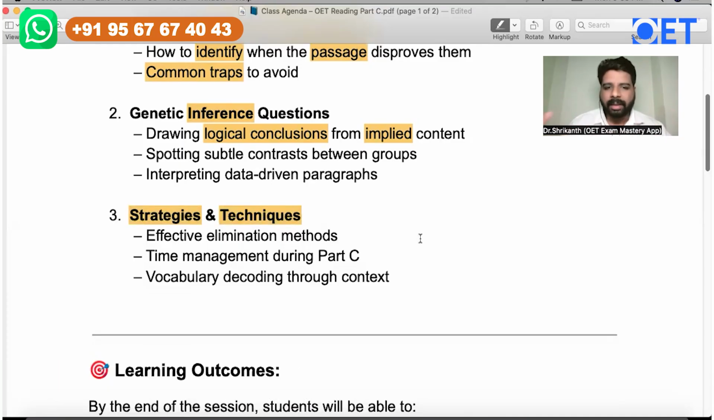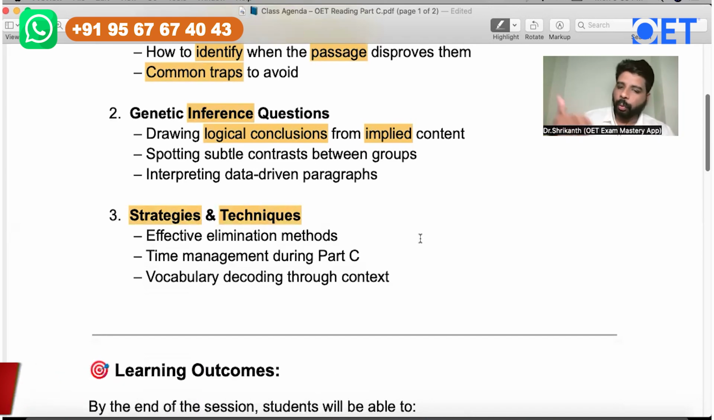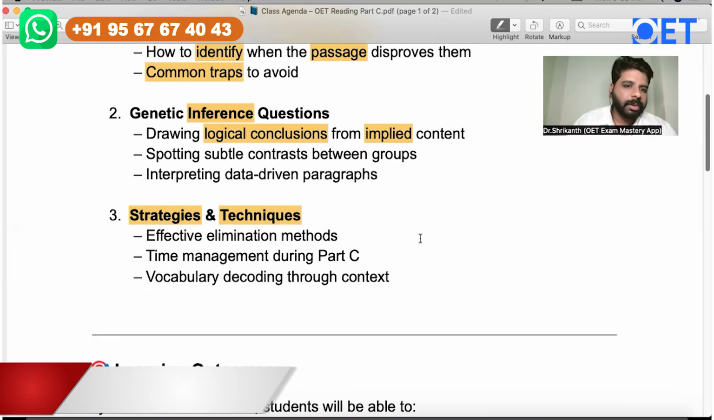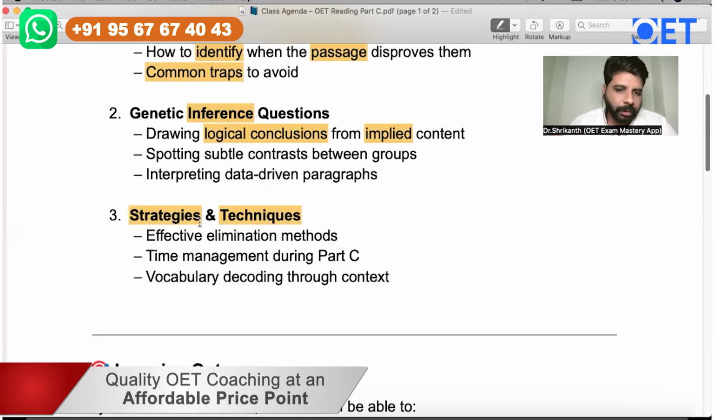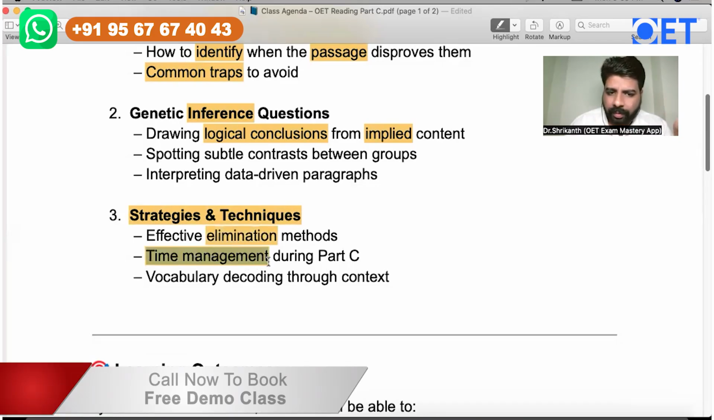Again, you have to be a strategist. As I told you earlier, imagine that you are playing chess with your opponent. The opponent knows how to play chess, and you also know how to play chess. But who wins the game? The person who has the strategies, the right techniques. So here also you should have the right strategies and the right approach so that you can navigate through the reading part C questions. We'll be talking about elimination skills, the importance of time management, and vocabulary decoding through context.